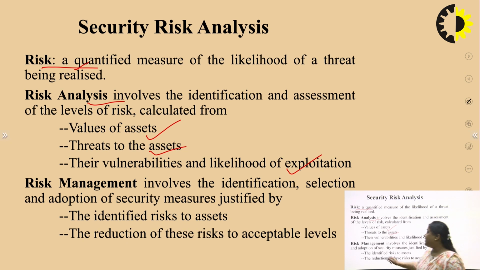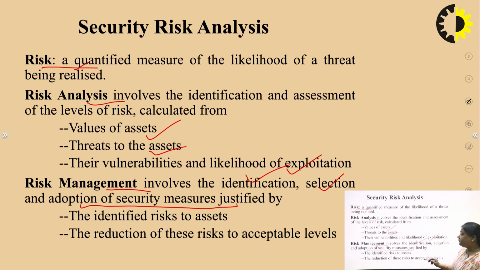So what is risk management? Risk management involves the identification, selection, and adoption of security measures. It includes all three parts: first identification, next selection, and third the type of security measures that can be adopted to manage the risk. First, identify risks to the assets and reduce these risks to acceptable levels. So how can we reduce that risk so that it cannot damage our whole system?